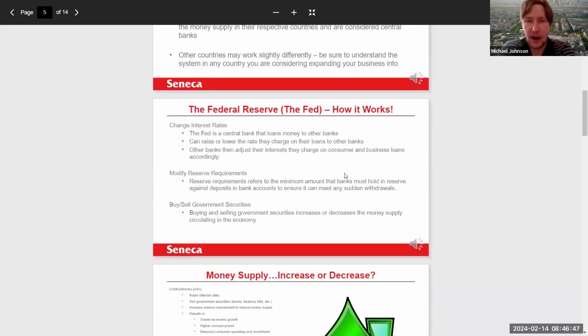The Federal Reserve, the Fed, how it works. Change interest rates. The Fed is a central bank that loans money to other banks, and can raise or lower the rate they charge on loans to other banks. Other banks then adjust the interest they charge on consumer and business loans accordingly.